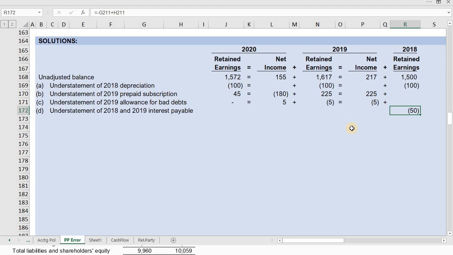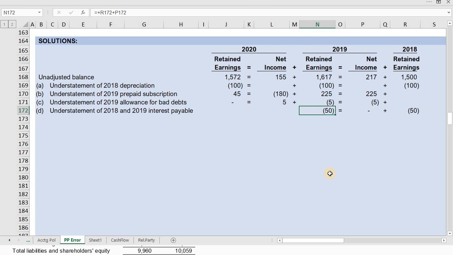So again, the interest expense is correct as recorded in 2019. That is why the net income, as far as the interest expense is concerned, is correct. That is why there is no adjustment in the 2019 net income. However, for the retained earnings at the end of 2019, this is overstated again by 50 pesos. That is why we need to deduct 50 pesos. Again, to prove mathematically, that is negative 50 plus 0 is equals to negative 50.